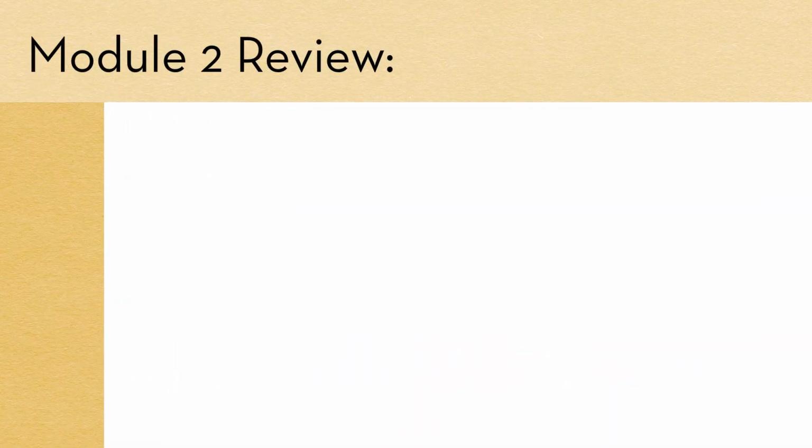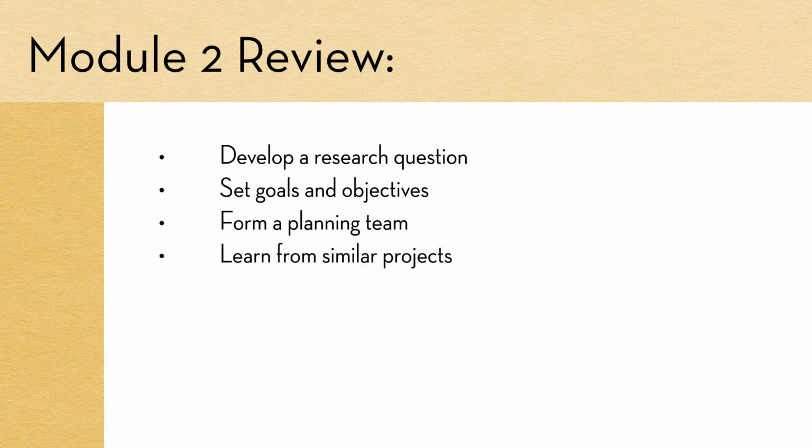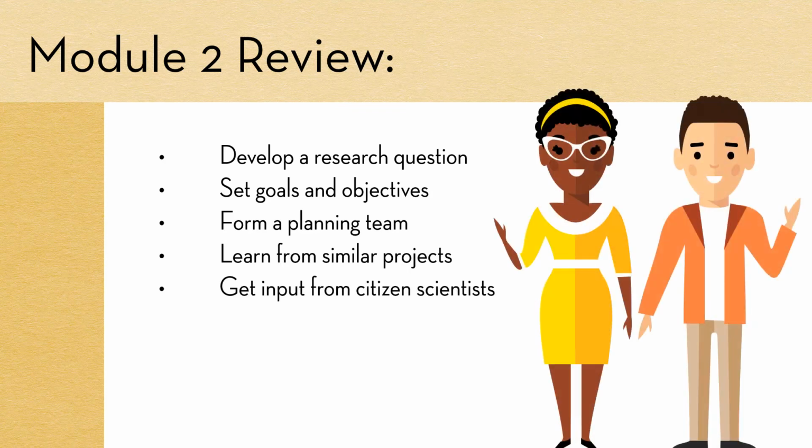In the previous module, we talked about how to plan a citizen science project in your community. You learned about the importance of coming up with a clear research question, setting goals and objectives, and establishing a planning team. We also talked about investigating and learning from projects similar to yours and about getting input from citizen science volunteers early in the planning process. We met project planners Clarice and Sean and discovered how they plan to use a citizen science approach to increase access to healthy foods and address noise pollution in their communities.